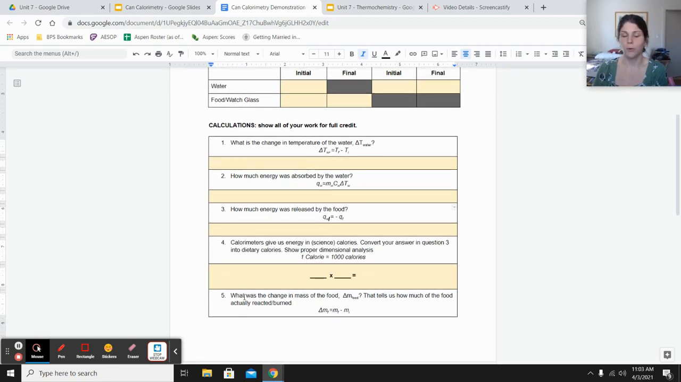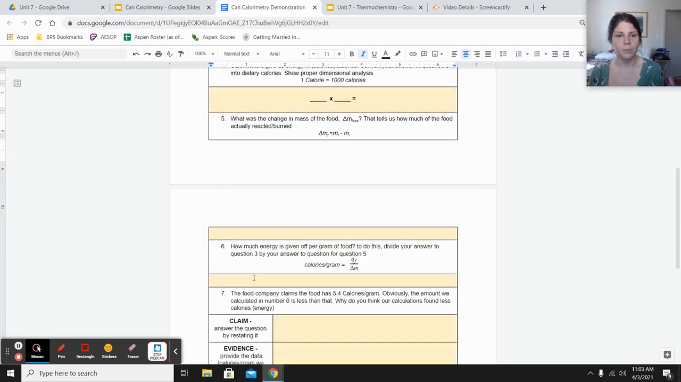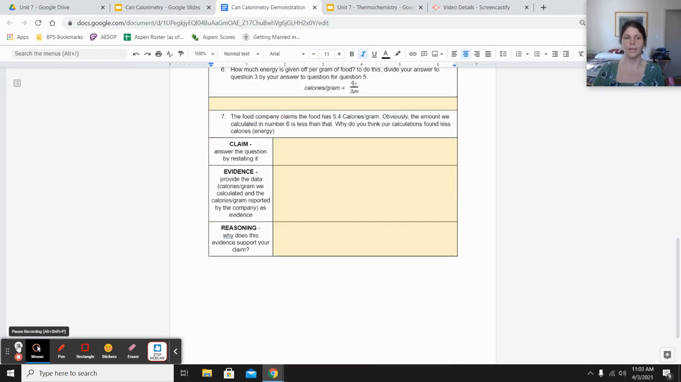But again, remember, in question 5, we didn't react all of that food. There was still some food left over. And so what we'll be able to do in question 6 is figure out how many calories are in a gram of that food. So you'll take the amount of calories in your food, Q of food, and divide it by how much food was burned in order to figure out how many calories per gram there were. Then you'll do a little claim, evidence, and reasoning to think about, well, if there's supposed to be 5 calories per gram in chips, why is the number that we get less than that? And it should be less than that. So yeah, do this claim, evidence, and reasoning.